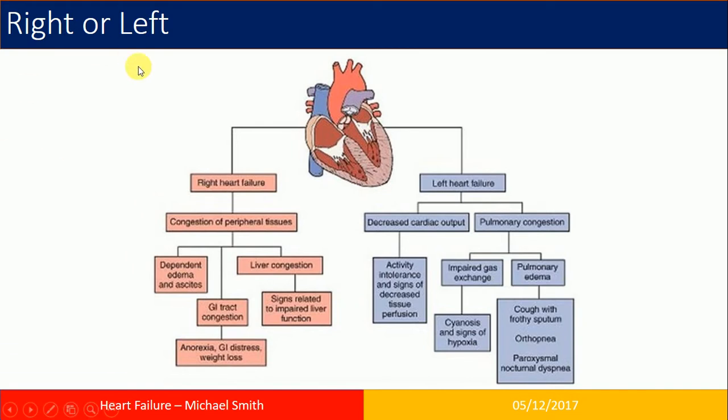You also have right-sided heart failure. So this is where the right side of the heart is damaged. And this means that your congestion isn't going to go to your pulmonary veins, it's going to go to your SVC and your IVC. And so you'll get congestion of your peripheral tissues. So this is where you get edema, so you can get swelling of the ankles, you can get ascites, and that's sacral edema. And you can also have things like liver problems due to the congestion in the portal system, and you can get congestion in your GI tract, meaning that you'll get anorexia and weight loss.